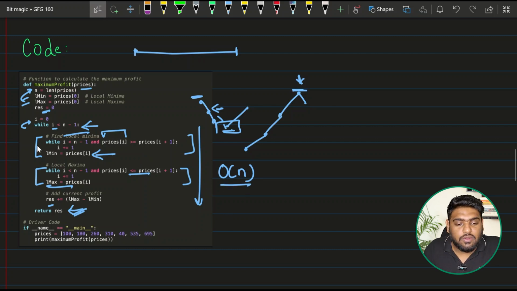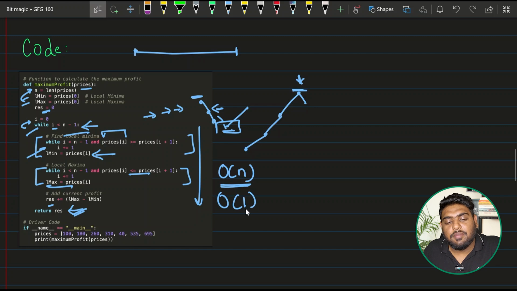You might see that you are using a loop inside a loop, but make sure these are not repeating any values. You are just increasing the values, and you can see you are not coming back to any of the values again. So now you know that the time complexity of this solution is going to be order of n. Are we using any extra space? No, we are not using any extra auxiliary space. Thus, the space complexity is going to be order of 1.